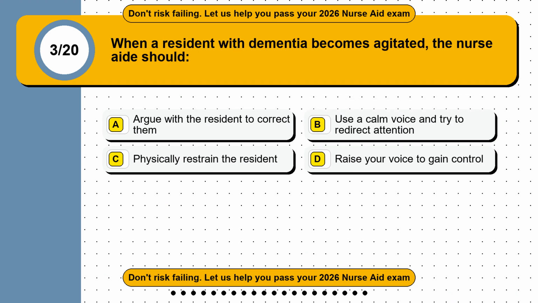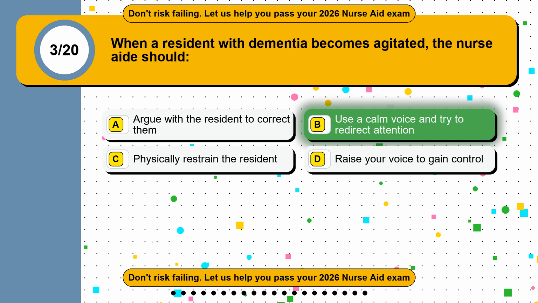Question 3. When a resident with dementia becomes agitated, the nurse aide should: Option A. Argue with the resident to correct them. Option B. Use a calm voice and try to redirect attention. Option C. Physically restrain the resident. Option D. Raise your voice to gain control. The correct answer is option B. Use a calm voice and try to redirect attention.